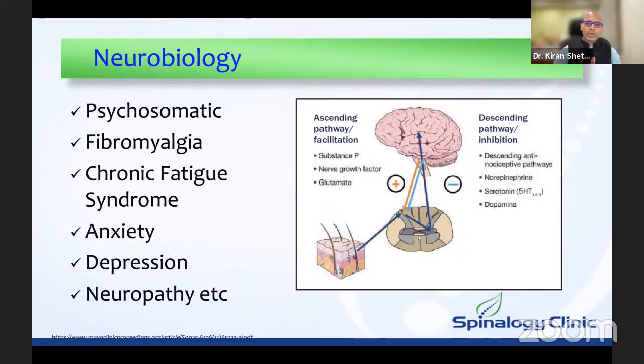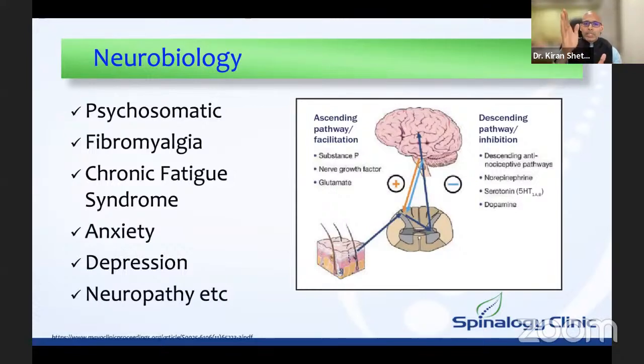And similar anterior horn degenerations can also happen in the lumbar spine. So neuropathy is another condition which needs to be identified. Now, why these patients get excessive pain is because of ascending pathway facilitation and descending pathway inhibition.